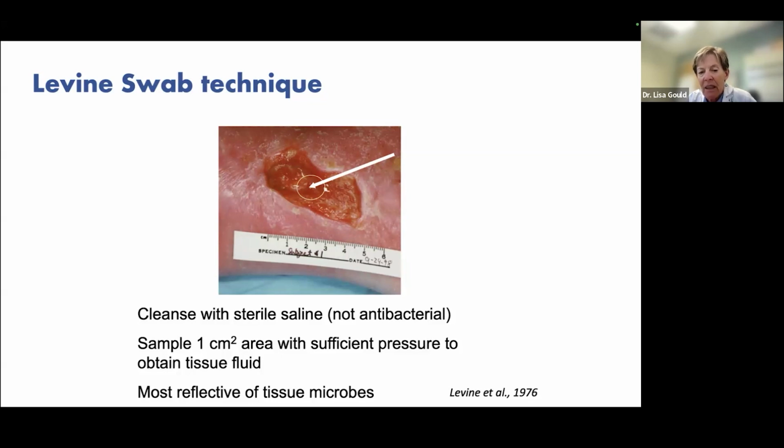Just clean with sterile saline, and then sample a square centimeter area with enough tissue that allows the fluid to get up into that swab. Now, our swabs are pretty bendy, and you have to push, and you kind of press and roll, press and roll, press and roll in a square centimeter area. And that brings the fluid from the deep tissue up into that swab, and that gives you the most accurate result. And it doesn't really hurt. It's gentle. It's a lot less painful than doing a biopsy.